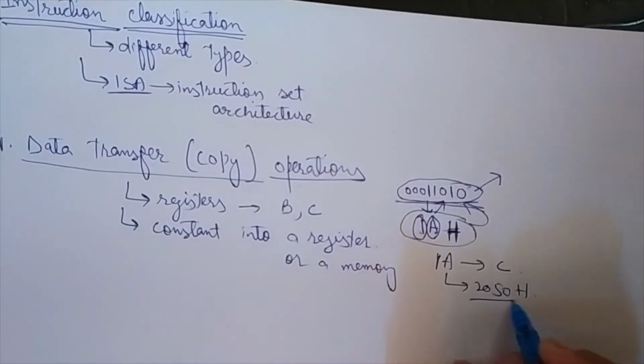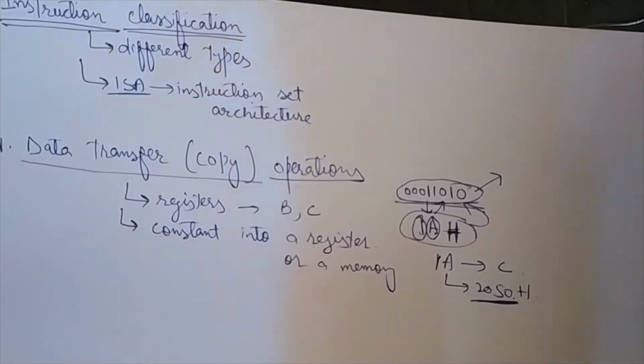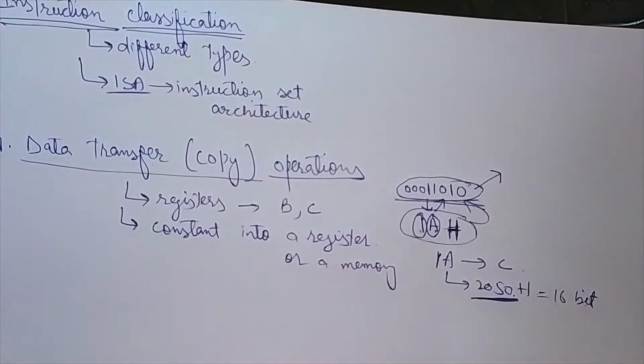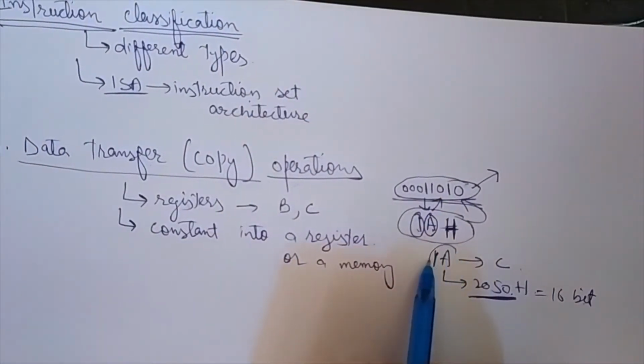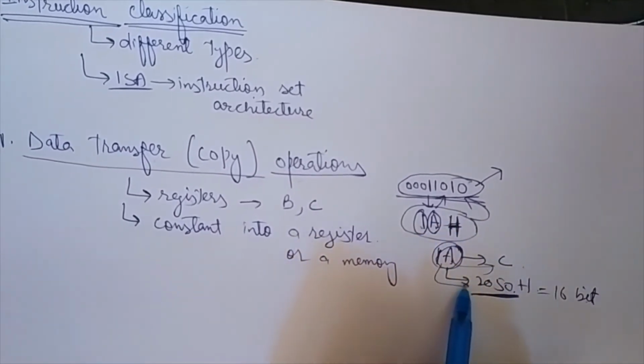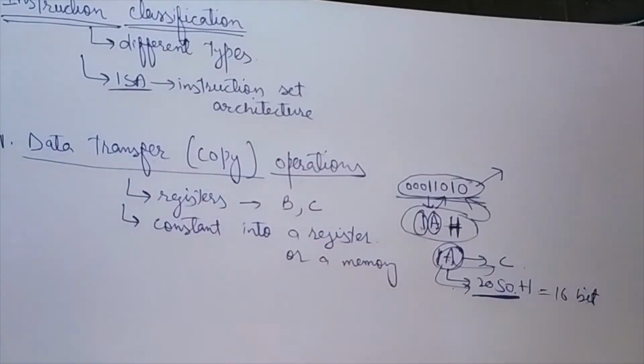See here, so memory address is of how many bits? 16 bits. So it is 4 hexadecimal digits and each digit is of 4 bits. So 4 into 4 will be 16. So basically it is a 16-bit number. So if we have to store some constant in some register or at some memory location, then for that particular purpose, we have to use a data transfer operation or data transfer instruction.